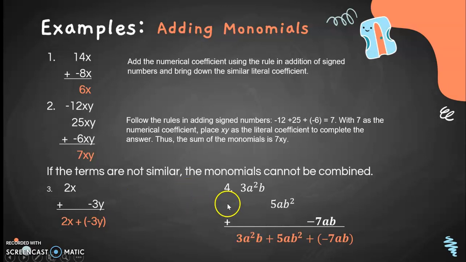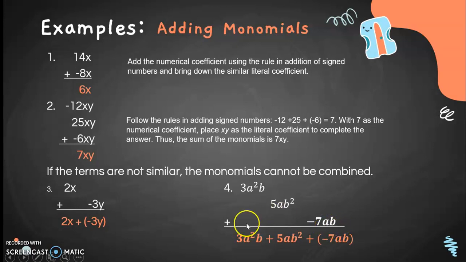Another, number 4. 3a squared b plus 5ab squared plus negative 7ab. Take note, although they have the same variables, their exponents are different. For similar terms or similar literal coefficients, the variables and their exponents must be the same. If you notice here, in 3a squared b, the exponent of a is 2. But in 5ab squared, the exponent is on b, and a has none. In negative 7ab, they both have none.